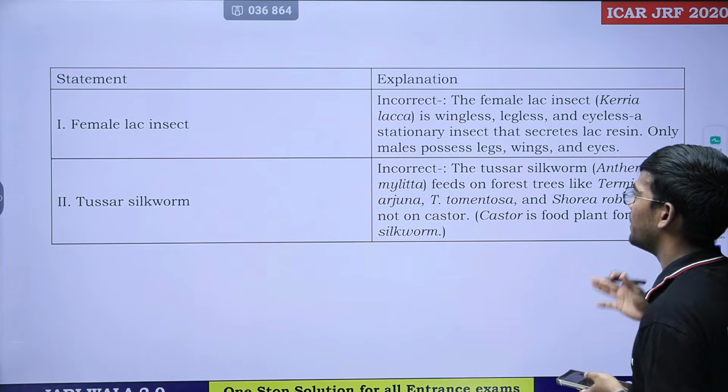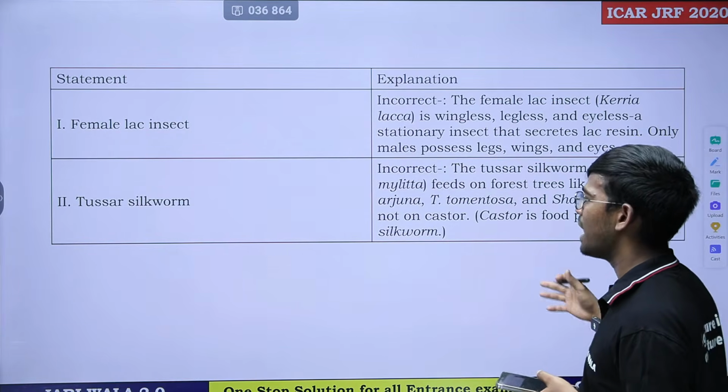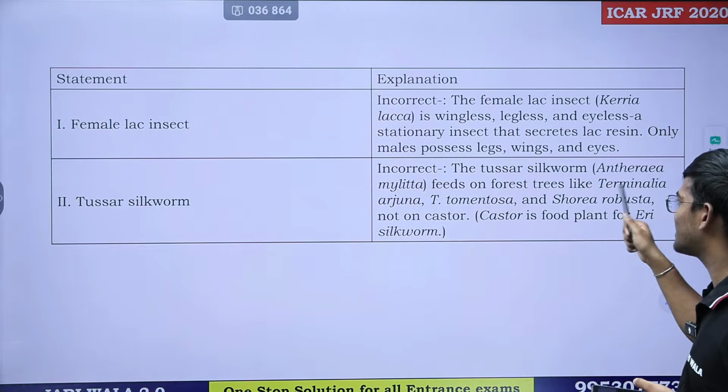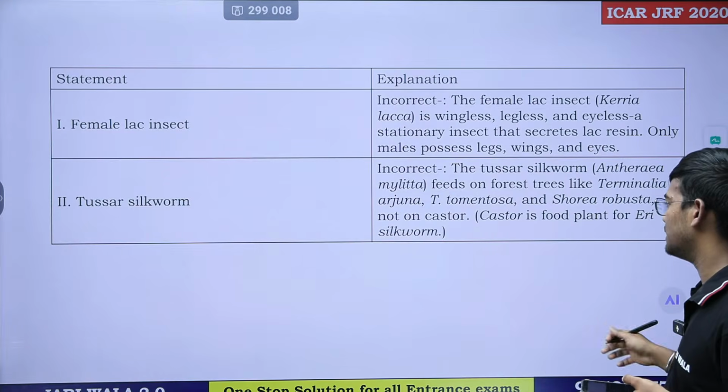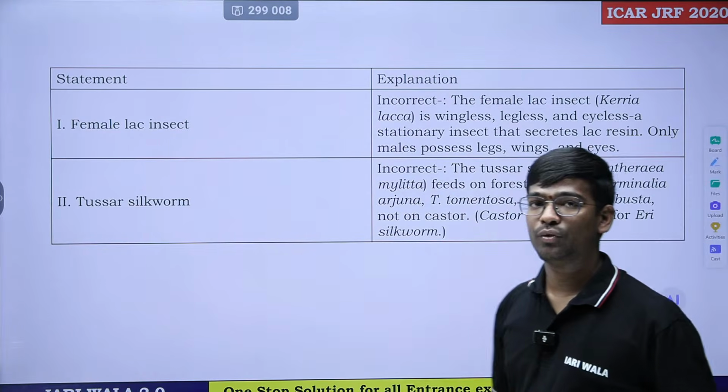Yes, we can see the explanation: the male possesses legs and wings. And the tussar silkworm feeds on forest trees like Terminalia arjuna and tomentosa. The castor is food for the hairy silkworm.